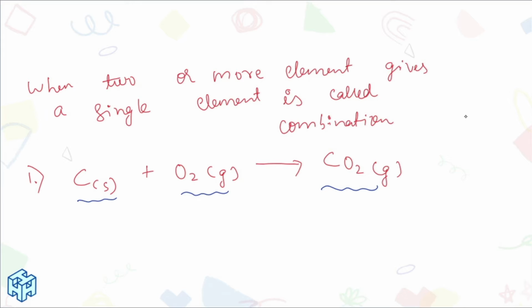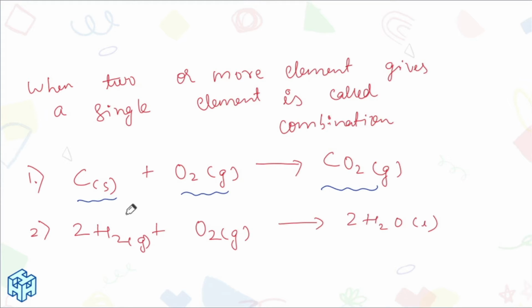Let us understand one more example. We have 2H2 plus I am adding oxygen, O2, both are gases. We are getting 2H2O, which is a liquid. Yes or no? You are able to see it here. This is one element, hydrogen. This is one element, oxygen. When I am combining both, I am getting water. This is an example of combination.